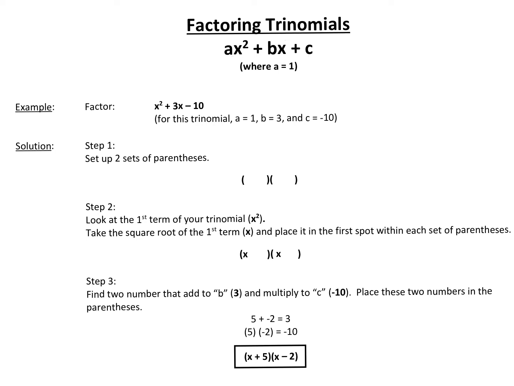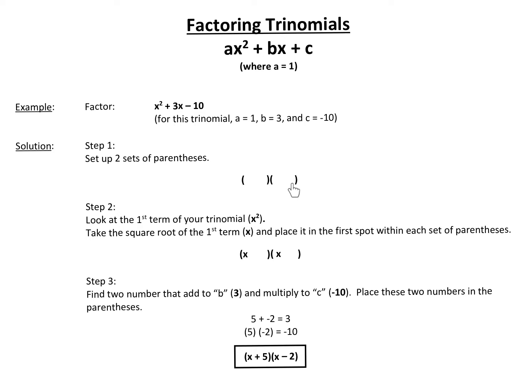Okay, so here's an example at the top of the page: x squared plus 3x minus 10. See how it says a, b, c? The a would be 1, the b would be 3, and the c would be negative 10. So step 1, you're going to just set up 2 sets of parentheses.